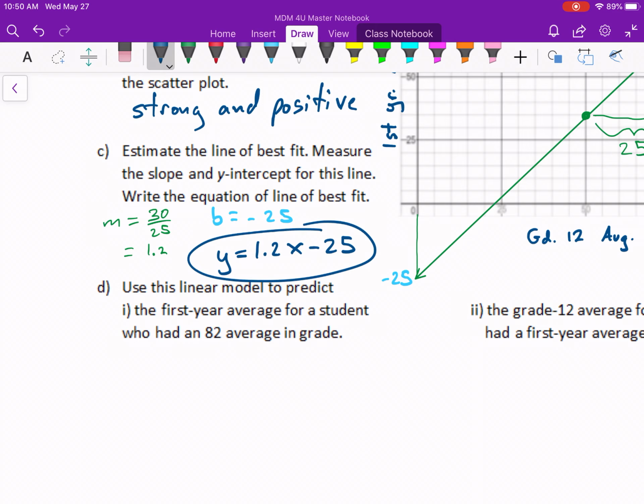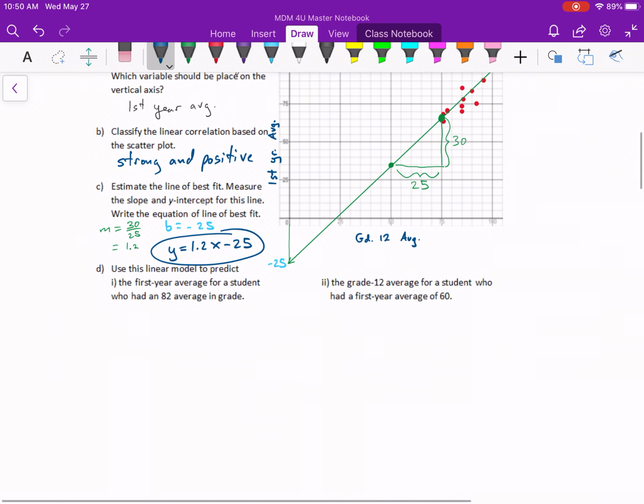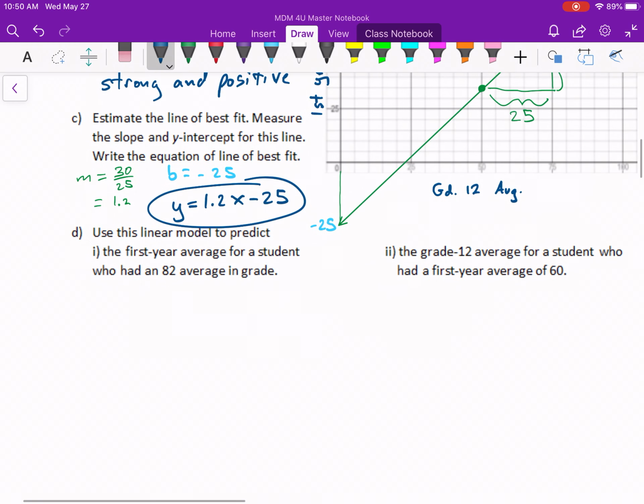Now we can make predictions with this. So we can say, okay, what if a different first-year student had an 82 average? We want to predict what they're going to get when they go to university. Well, we stick that in for x. That's our x value. y equals 1.2 times 82 minus 25.